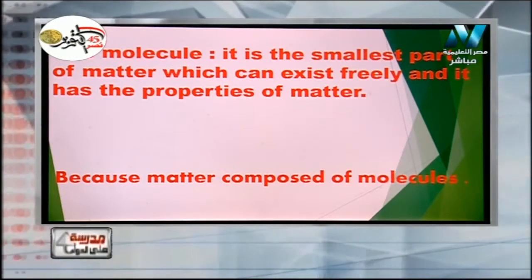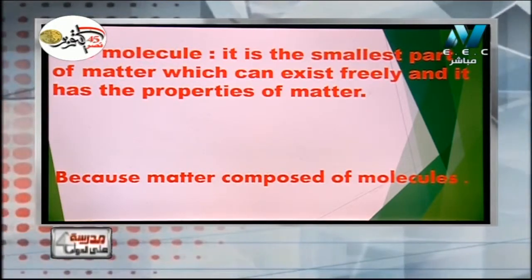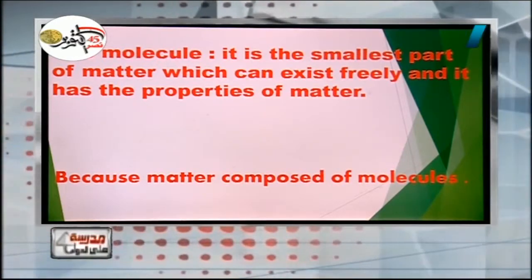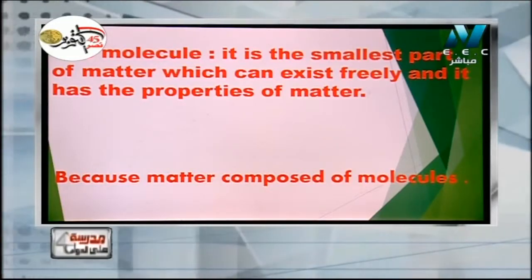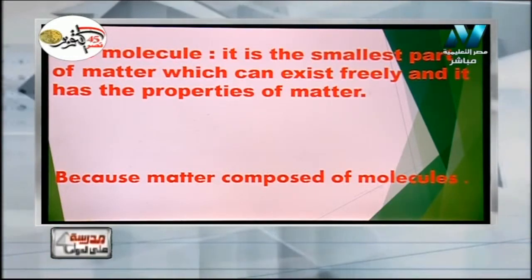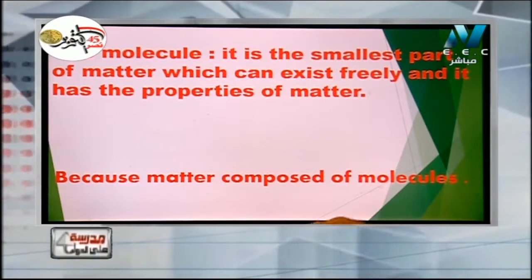What does it mean? If I have a block of sugar, can I make it powder? The smallest part of the powder of sugar is called a molecule, because it has the color of sugar, the taste of sugar, and it can exist freely. There is another smaller particle of matter called atom, but the difference between atom and molecule is that a molecule can exist freely, while an atom can't exist freely. Why? We will know next time. But now, what's meant by molecule? Molecule is the smallest part of matter which can exist freely, and it has the properties of matter, the color of matter, the smell of matter, and all properties of matter.